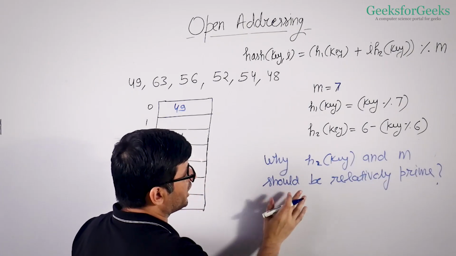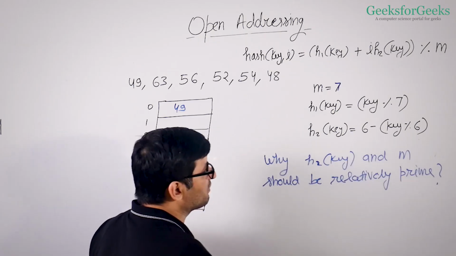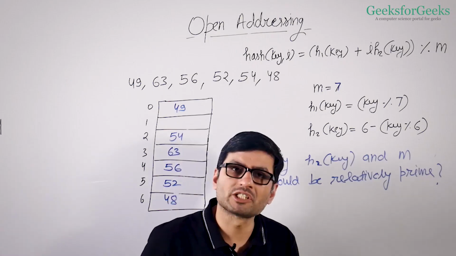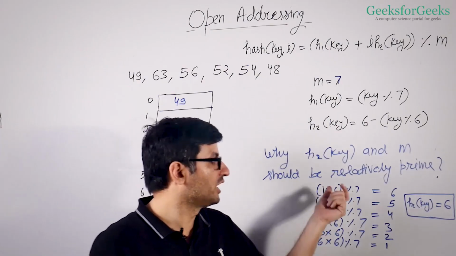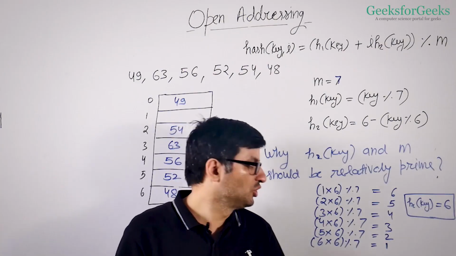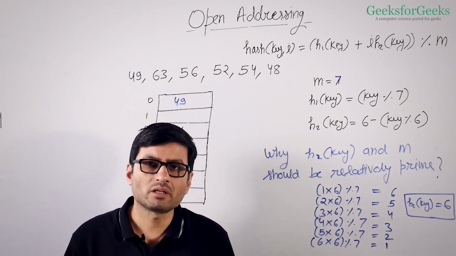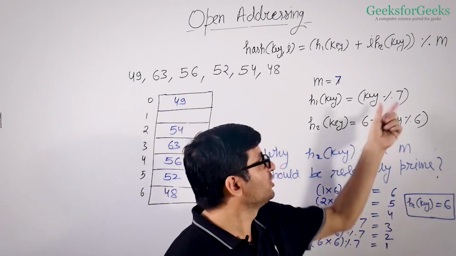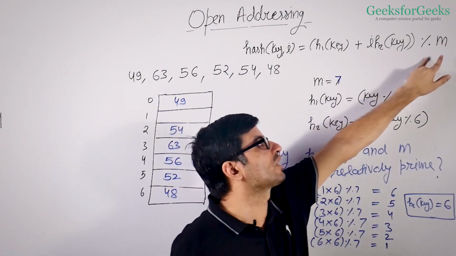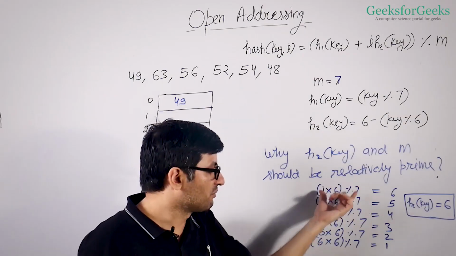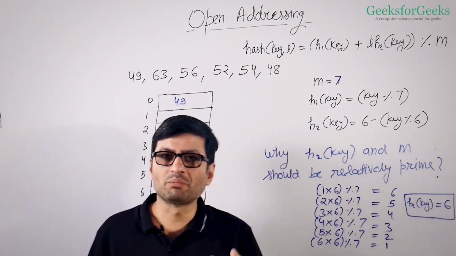So what is the idea of it? We are saying that if H2 key and M are relatively prime, then we'll always find a free slot if there is a free slot. I have taken an example here to explain the concept of relatively prime. I have assumed the H2 key value here as 6. Please remember, H2 key basically tells you the shift that you need to make from the current location, and that shift is under modulo M. So I have just computed all the shifts returned by this key value when you see multiple collisions.